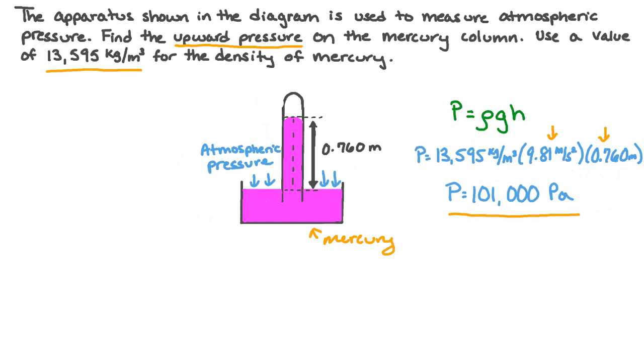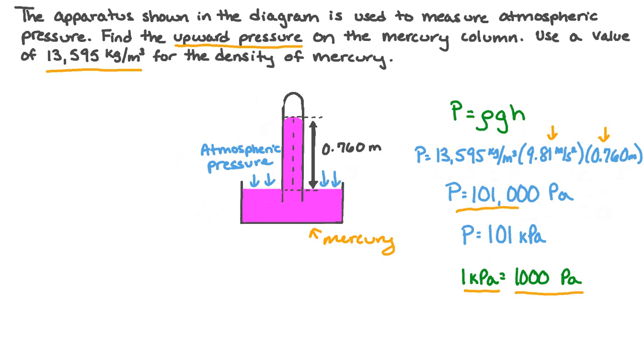When dealing with such large numbers, we typically use a prefix to make the numbers more manageable. In this case, we can use the prefix kilo, which means 1,000. So 1 kilopascal is the same thing as 1,000 pascals. So 101,000 pascals becomes 101 kilopascals. Our final answer for the upward pressure on the mercury column is 101 kilopascals.